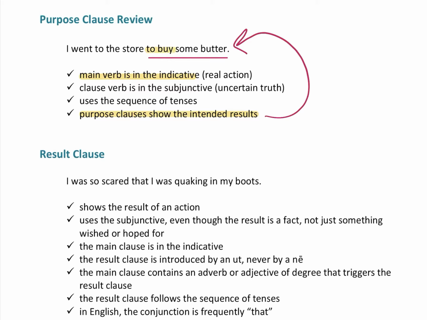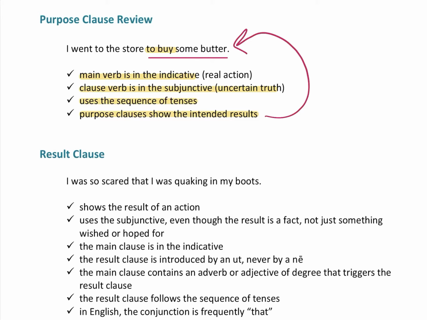So "to buy" would be in the subjunctive, and the reason is that it's something we wish or hope would happen, but the sentence doesn't actually say that I was successful in buying the butter, only that I went to the store. So maybe I got distracted in the chip aisle and forgot about the butter, or maybe there was a sudden run on butter and the store was out of butter. So uncertain truths always use the subjunctive. Okay, now the last thing is that the purpose clause also uses the sequence of tenses.